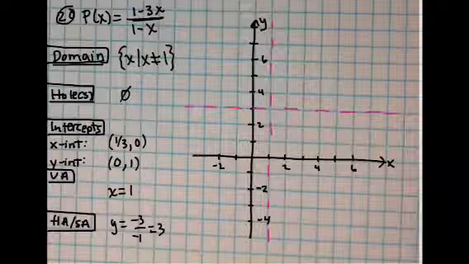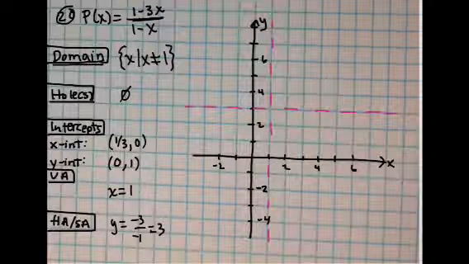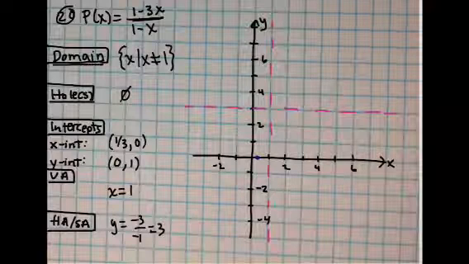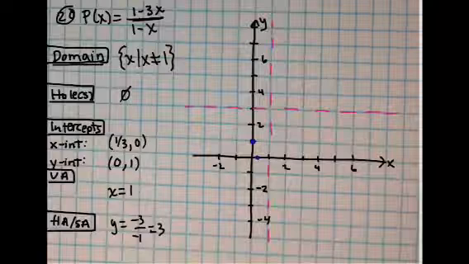Okay, so now the next thing we do is plot the intercepts. So (1/3, 0), so that's approximately right here, and (0, 1). Okay, right here. No holes, so that's it. And now we're going to sketch the curve.